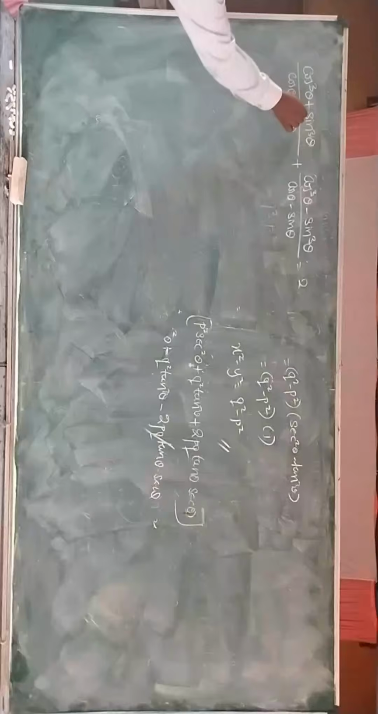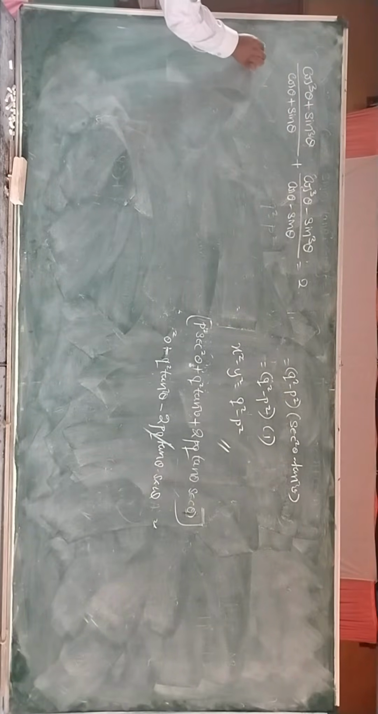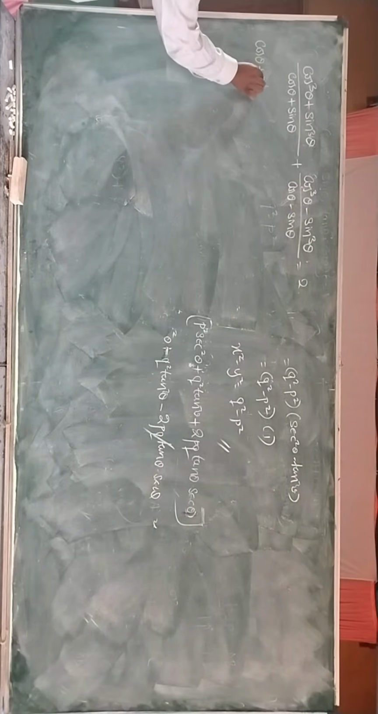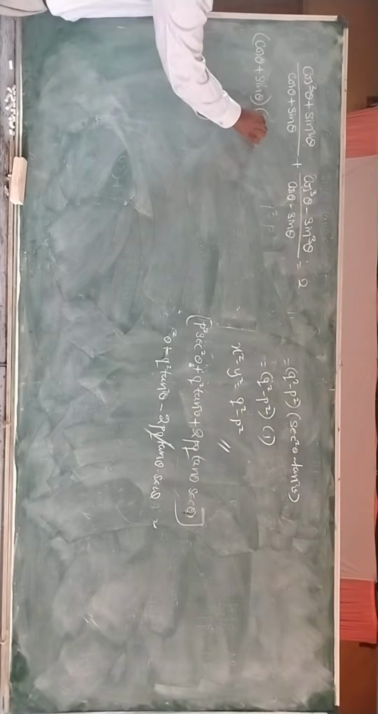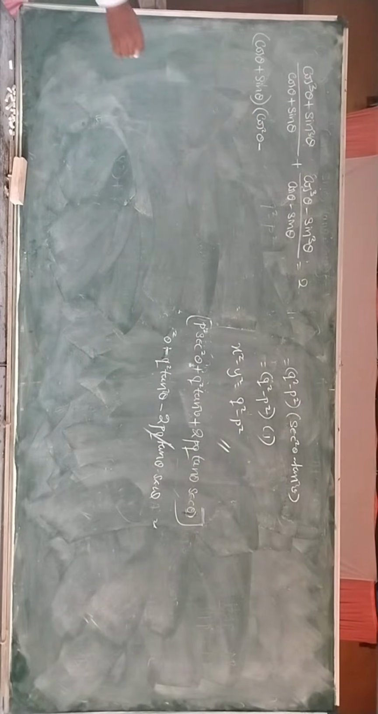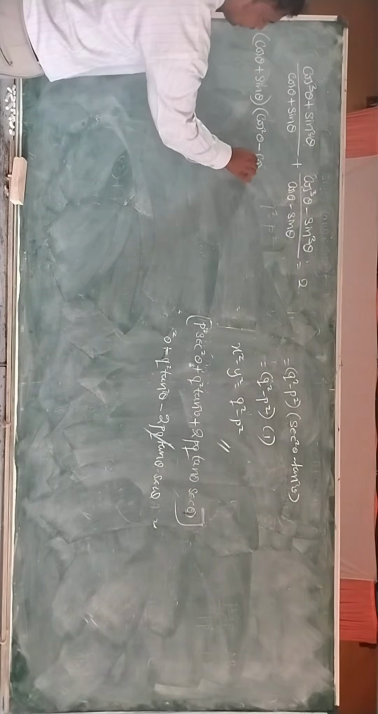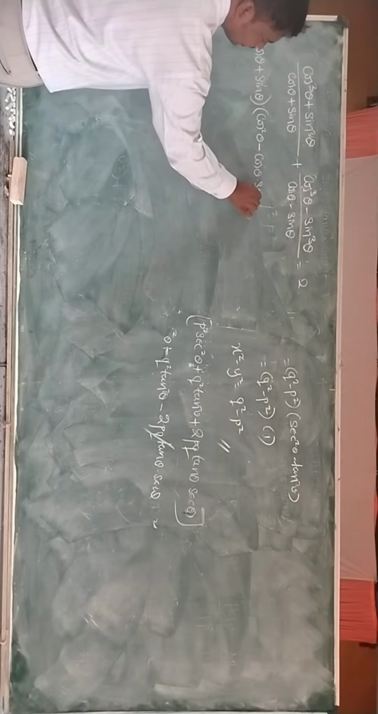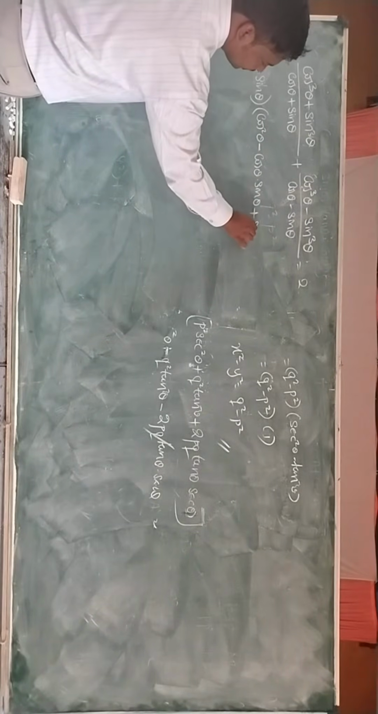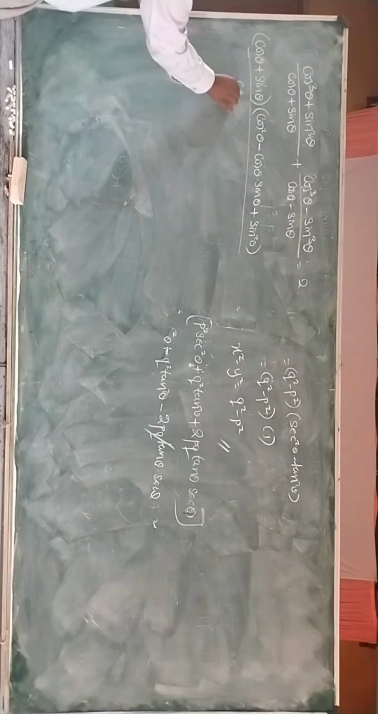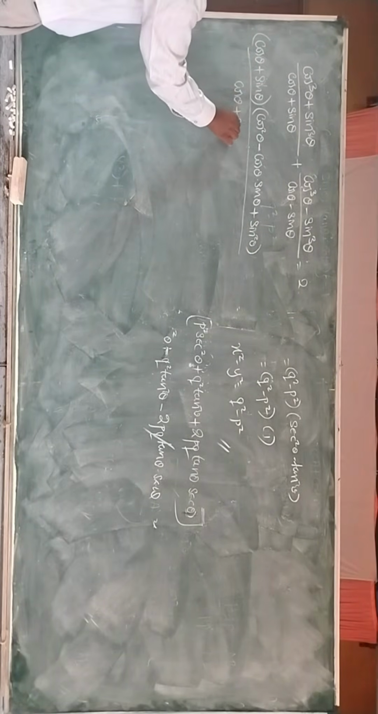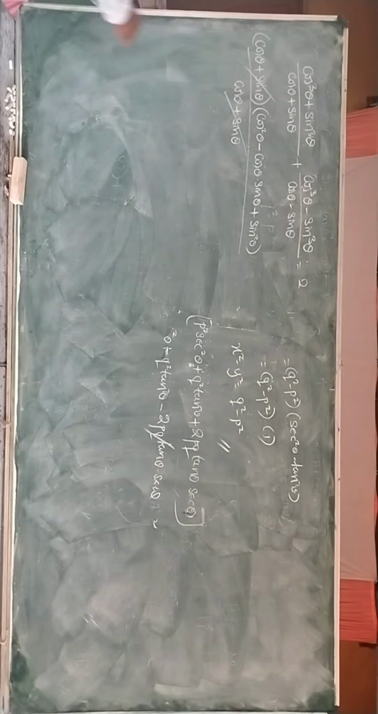Using the a cube plus b cube identity, a plus b into a square minus ab plus b square, divided by cos theta plus sin theta. Cos theta plus sin theta get cancelled.